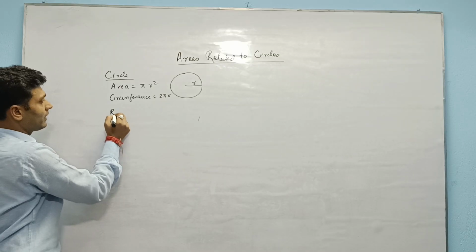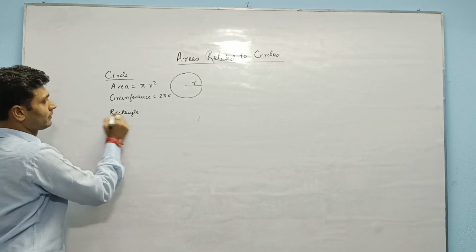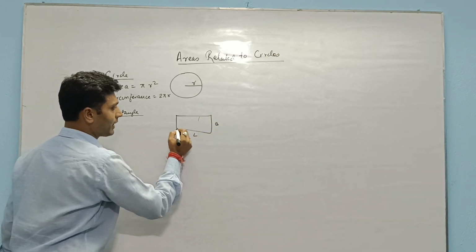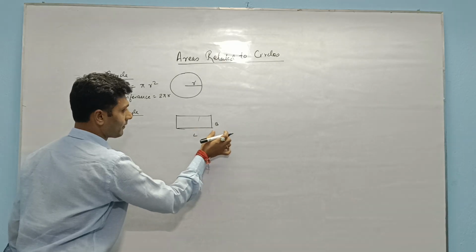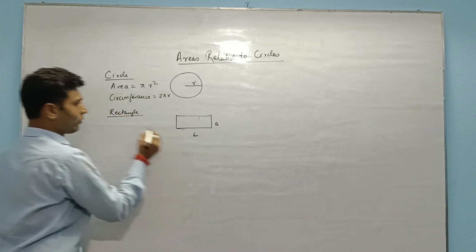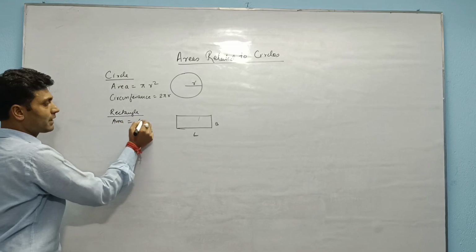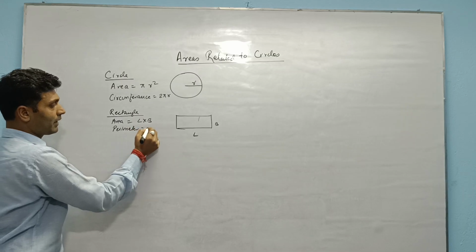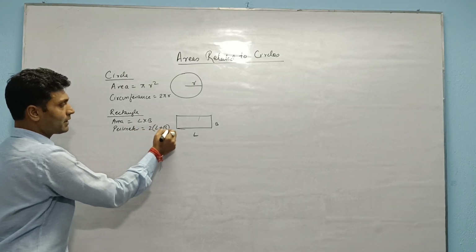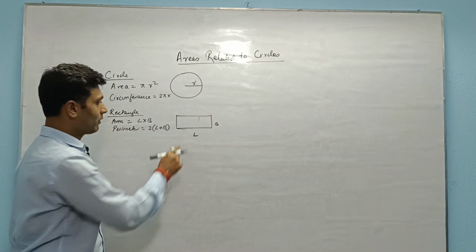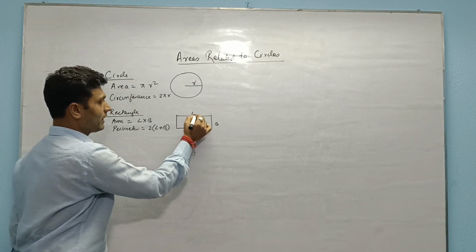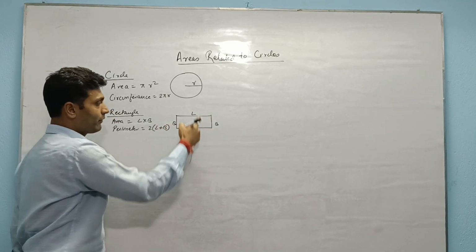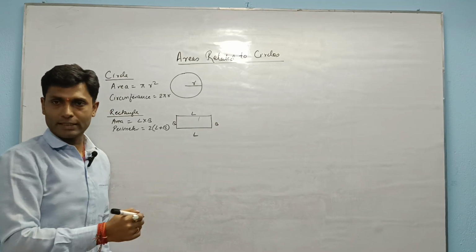Then comes rectangle. This is the length and this is the breadth. What is the area? Area is equal to length into breadth, and perimeter is equal to 2 into length plus breadth, right? 2 into length plus breadth means what? This is also length, this is also breadth, right? So in the total perimeter we have two lengths and two breadths.